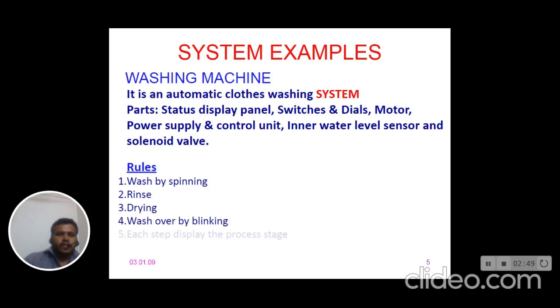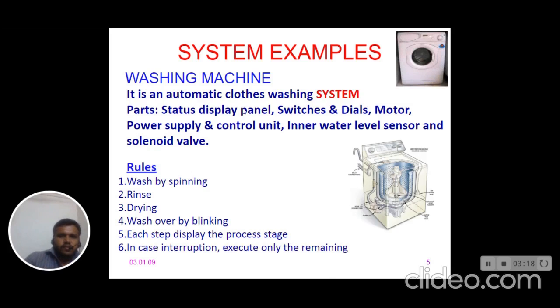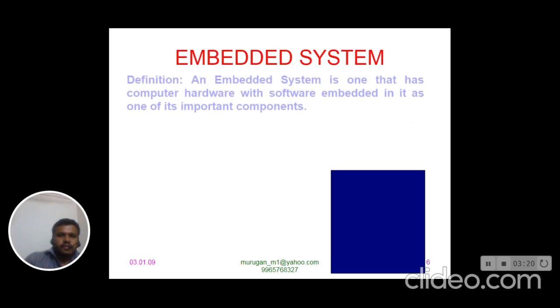In general, for the washing machine, we are following these rules. By putting the cloth, we wash the cloth by the method of spinning, rinse, drying. After that, the wash is over, indicated by blinking, and each step display can be shown at each process stage. This is the display.